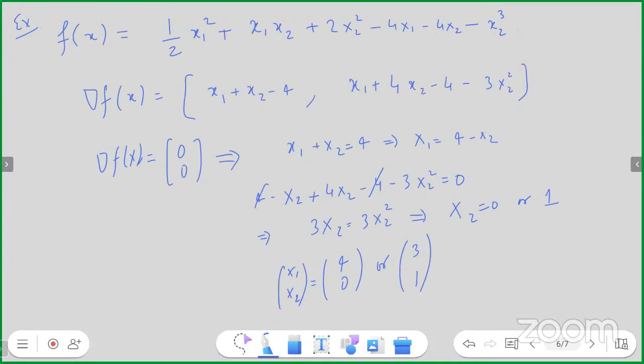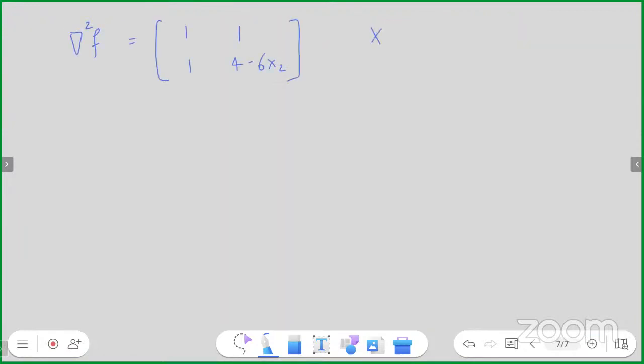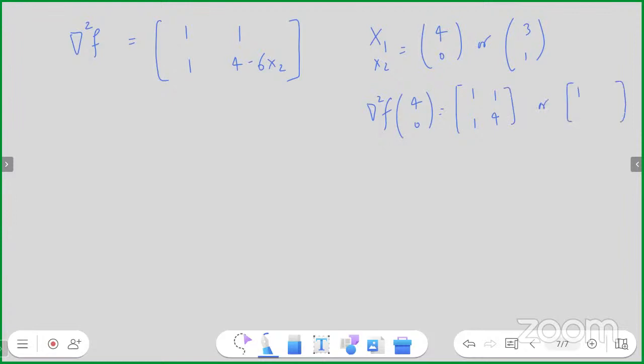What do I need to check? Say it clearly. So x1, x2, possible choices are 4, 0 or 3, 1. So what are the second derivatives at 4, 0? 1, 1, 1 and... okay, and what is this? 1, 1, 1 and minus 2. What kind of matrices are these?